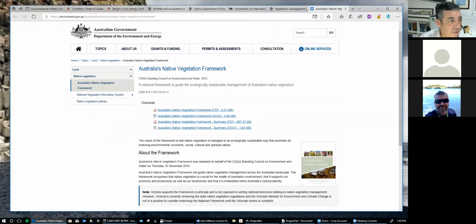And the Native Vegetation Framework came about as a result of a COAG Standing Council on Environment and Water 2012, and that is the key body for administering these areas of practice. So the Department of Environment and Energy administers the Native Vegetation Framework. The intent is to increase the national extent and connectivity of native vegetation. It's a national framework to guide ecologically sustainable management of native vegetation, and it provides regulatory control over land clearance in some ways.